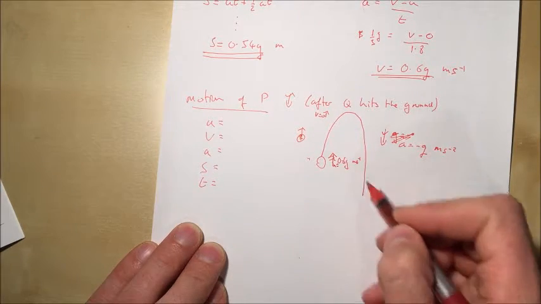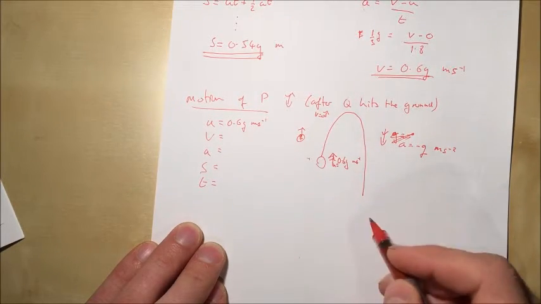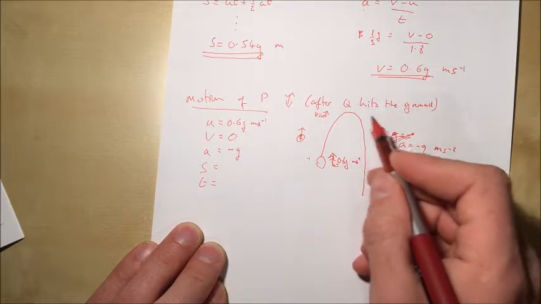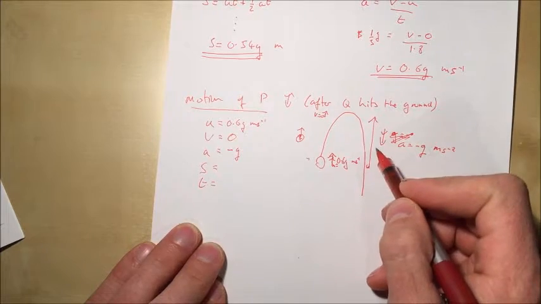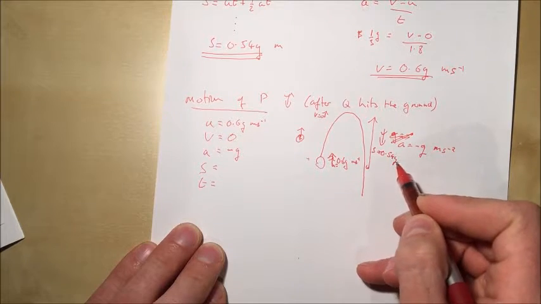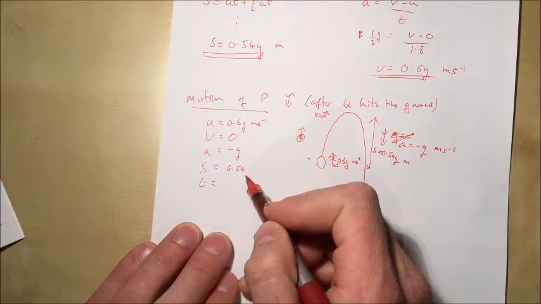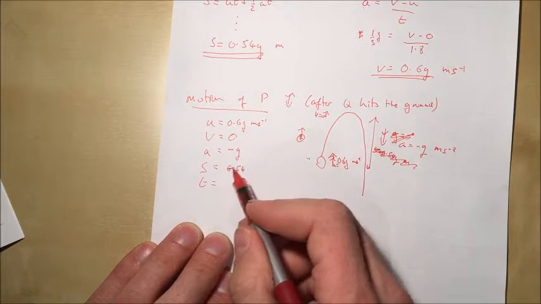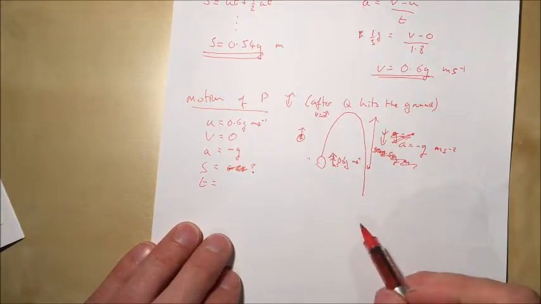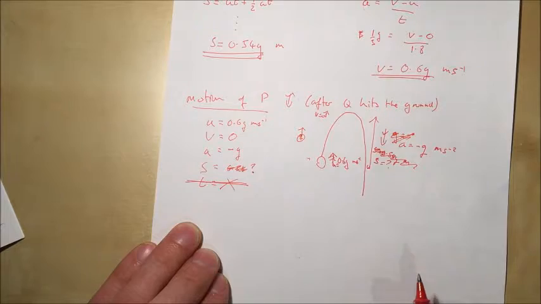So U equals 0.6 G meters per second. So let's see what we've got. V is 0, acceleration is minus G. Displacement I haven't put on the diagram, have I? Displacement is what we're trying to find. 0.54 G meters was how far it's travelled so far. So S is what we're trying to find. And the time taken doesn't seem to be important. We're not interested in that.